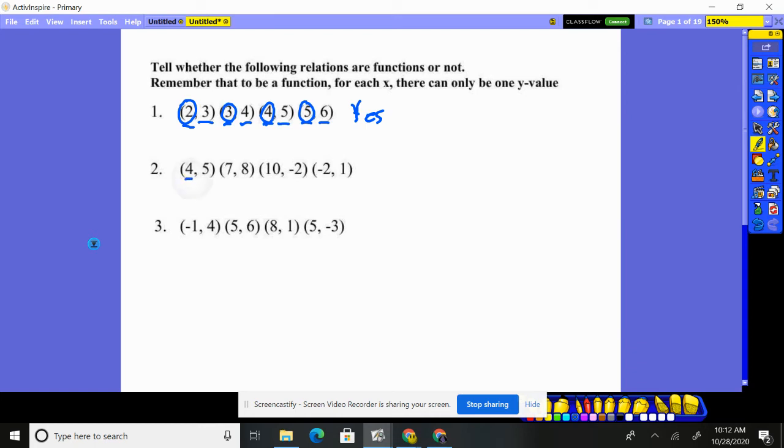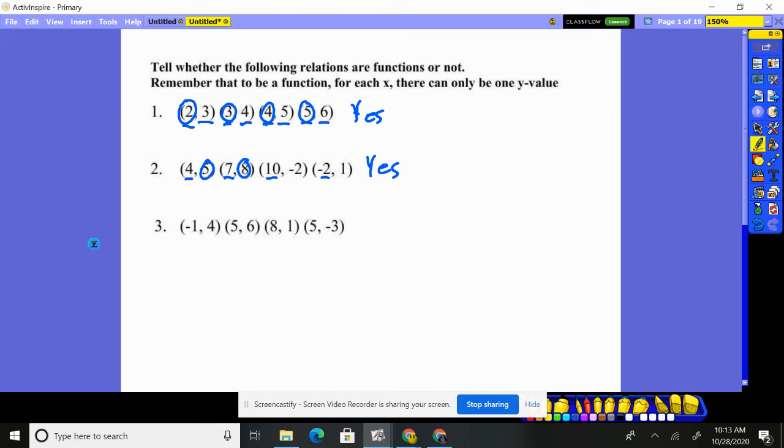I plug in a 4, I get a 5. Did I plug in a 4 anywhere else and get a different answer? No. I plugged in a 7, I got an 8. Did I plug in 7 anywhere else? No. Plugged in a 10, got an answer of -2. Didn't plug 10 in anywhere else, and then you plugged a -2 in. So yes, this is a function too.